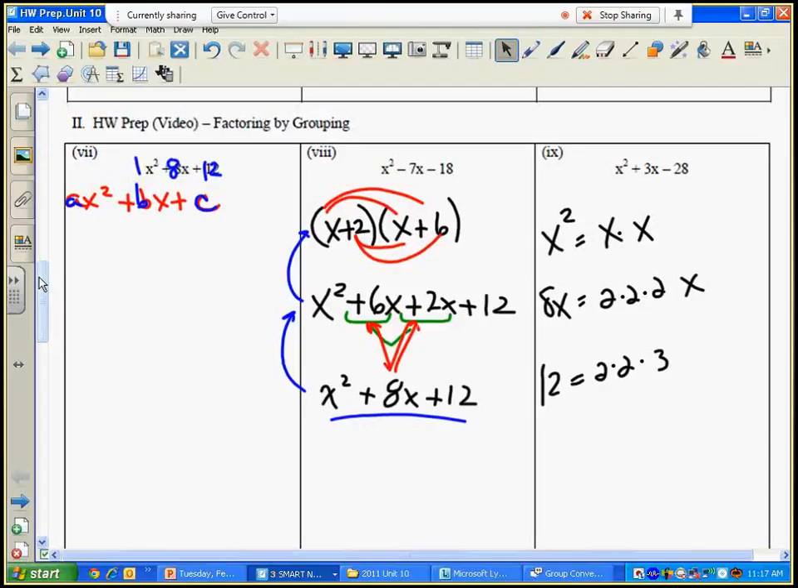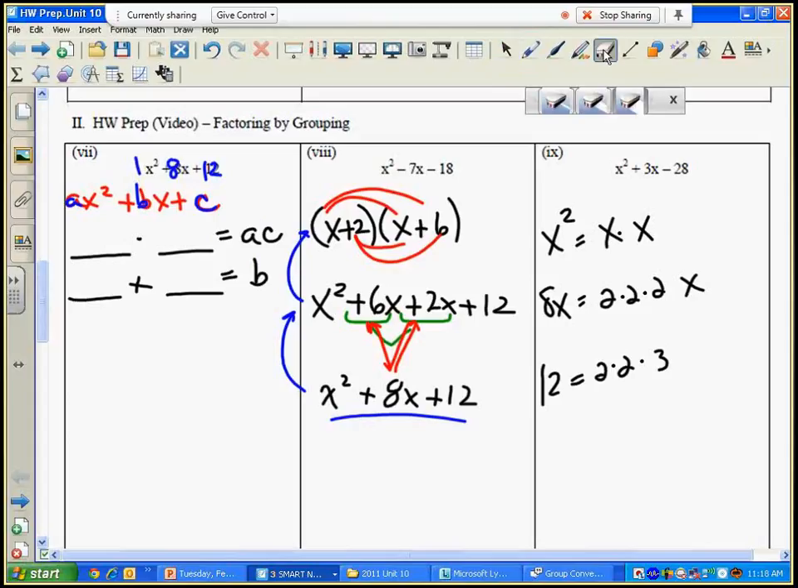To figure out how to split that middle term up, here's what we do. We're going to say that we want 2 numbers that multiply to give us a times c. And we want those same 2 numbers to add together to give us b. Okay, well, as you look back up at our expression, the a and the c here are 1 and 12. So that product of a times c is just 12.